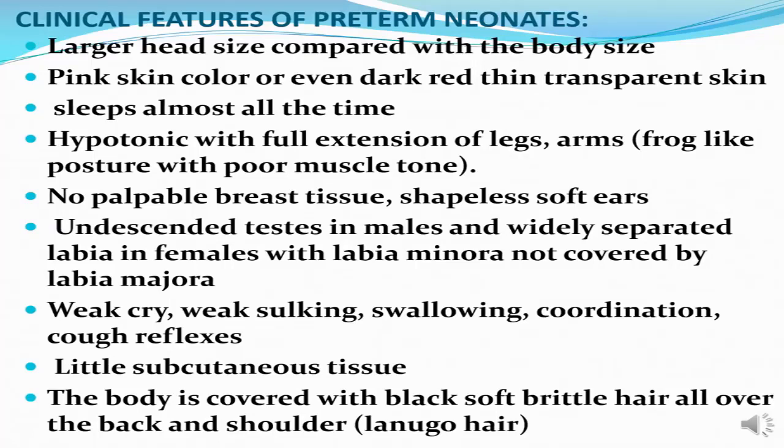No palpable or only small breast tissue, shapeless soft ears. They have undescended testes in the males and widely separated labia in the female, with the labia minora not covered by labia majora. They have weak cry, and weak suckling, swallowing, coordination, and cough reflexes predispose them to aspiration pneumonia. They have little subcutaneous tissue, and this might predispose them to hypothermia. The body is covered with black, soft, brittle hair all over the back and shoulders called lanugo hair.